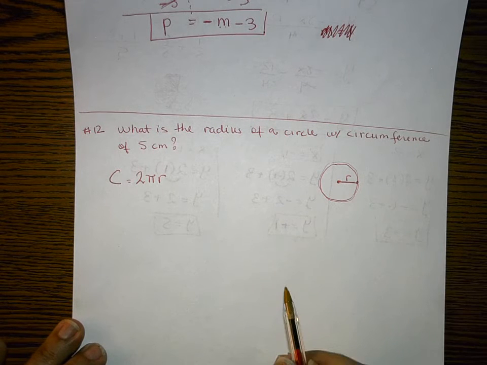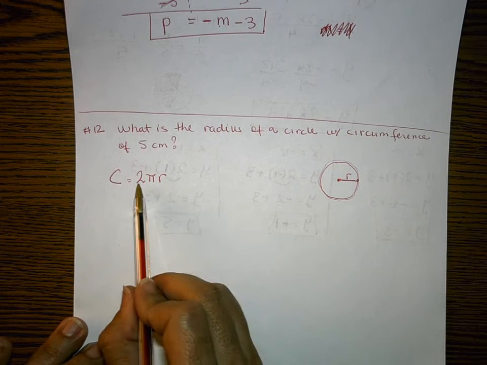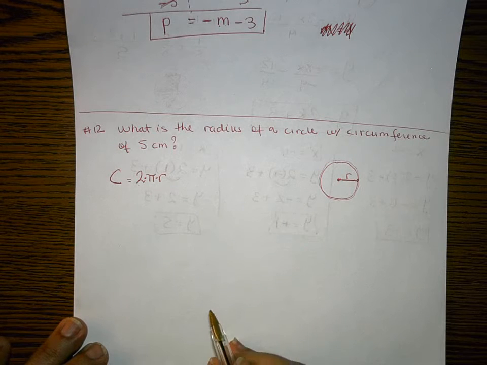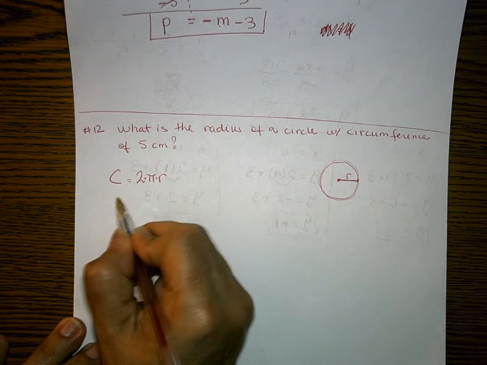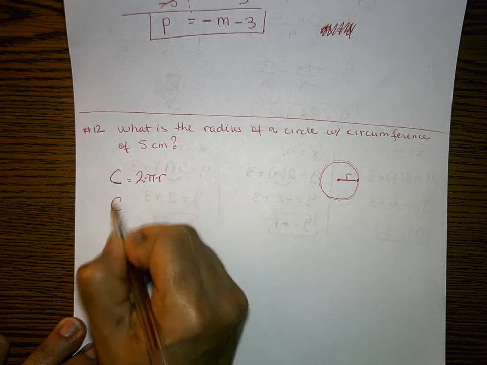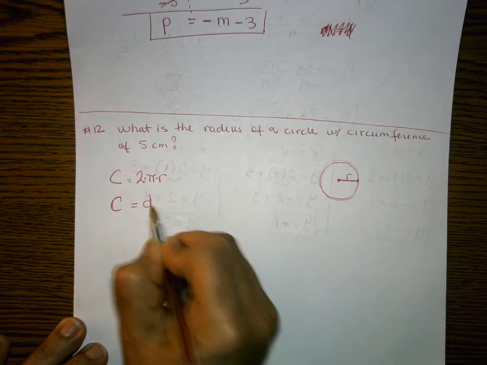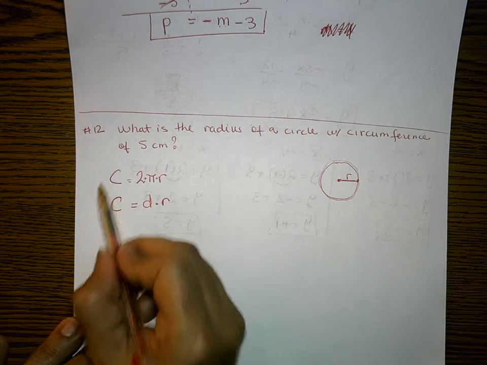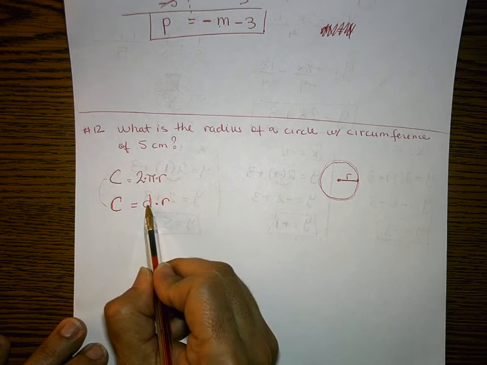The formula for circumference is 2 times pi times r. That's the formula. Or some people also see that the circumference of a circle is pi times the diameter. Some people see that as well. They're both exactly the same thing because the diameter is 2 times the radius.